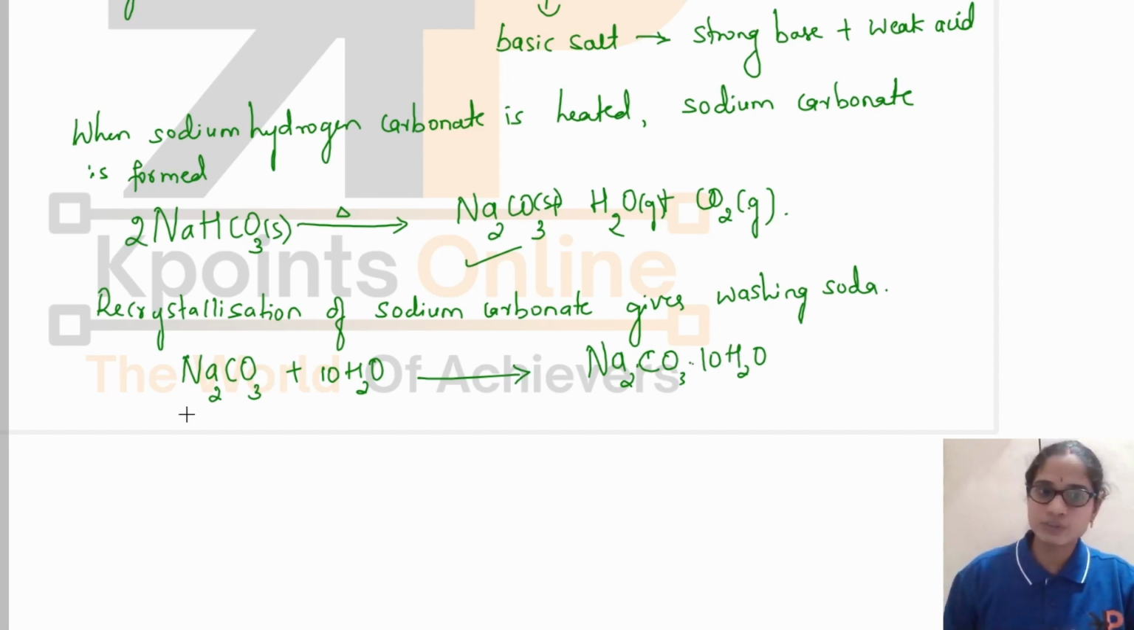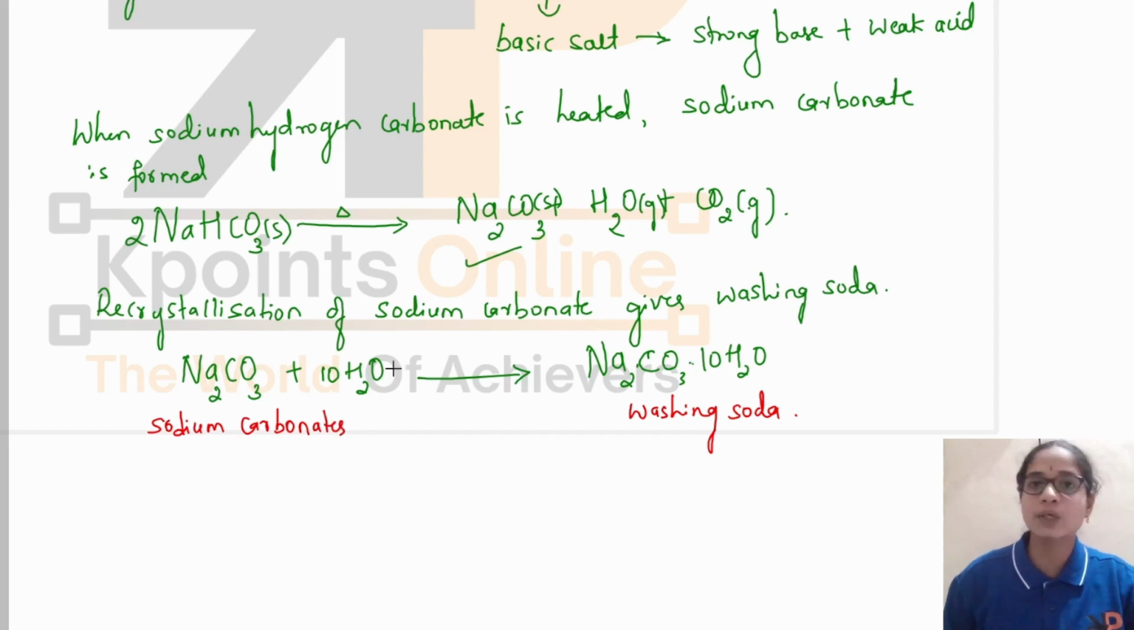Do not get confused. Baking soda is different and washing soda is different. You should remember the molecular formula, and this is sodium carbonate. You should remember the names and also the chemical formulas. Overall, how have we got washing soda from baking soda? That is, it is baking soda.